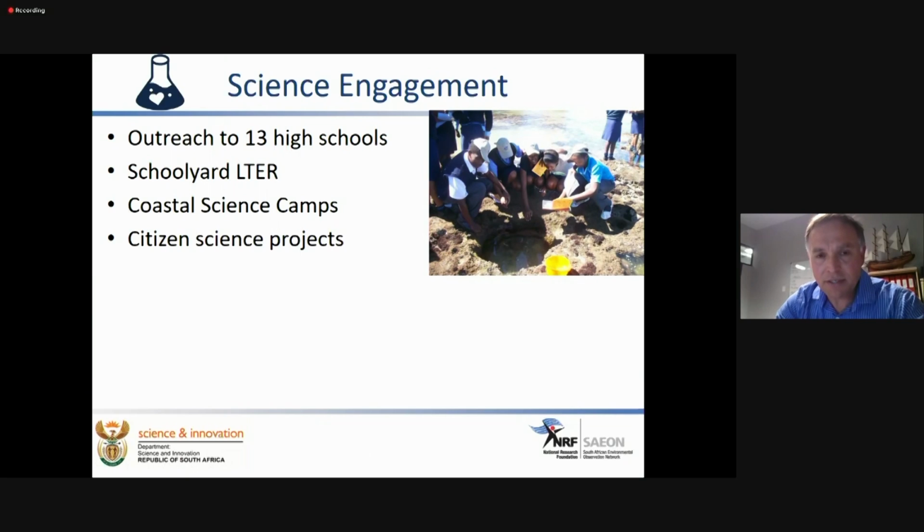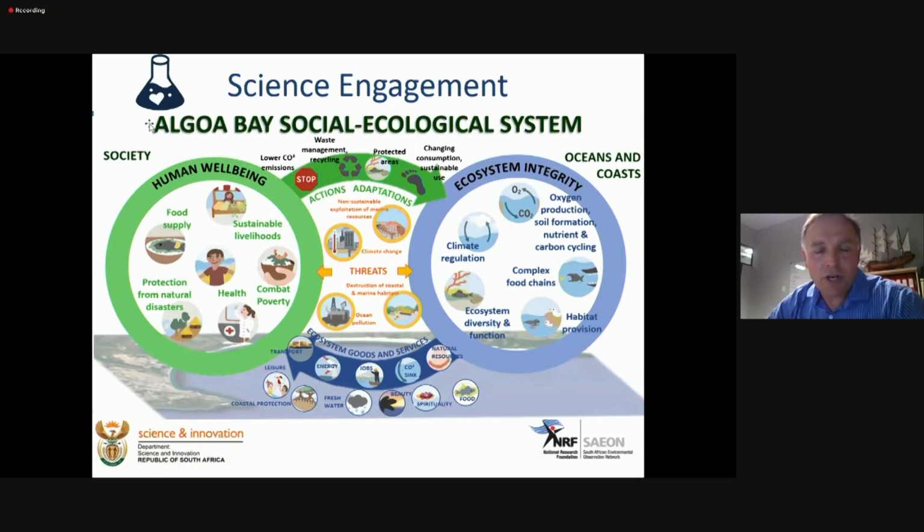We also have several citizen science projects, and all this has eventually spun up so that we are now at a point where we are changing our LTER sites to LTSER sites, so social ecological systems. Our strength has always been on the oceans and the biophysical environment. We're now looking at the ecosystem goods and services that these provide to society, and then what actions and adaptations are needed to improve the health not only of the oceans and the environment, but at the same time, society.